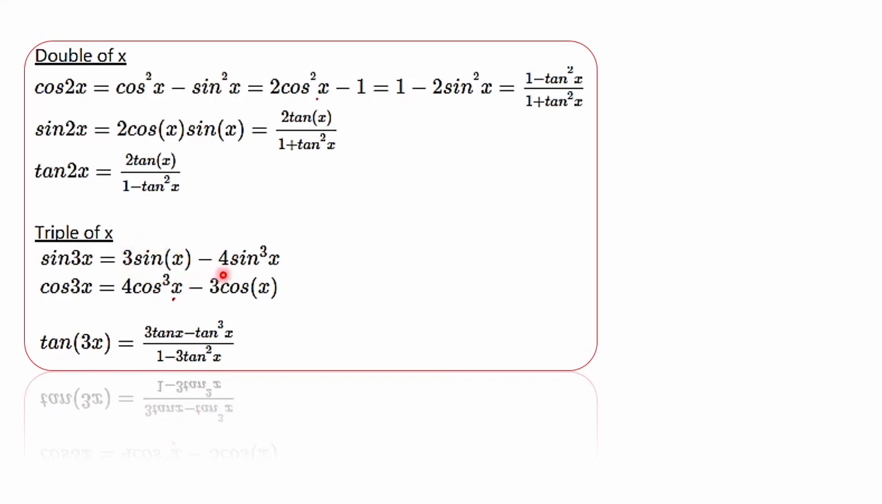And 3x formulas, triple of x formulas: sin 3x is 3 sin x minus 4 sin cube x. Cos 3x is 4 cos cube x minus 3 cos x. Tan 3x is 3 tan x minus tan cube x divided by 1 minus 3 tan square x. So these, especially these 3x formulas, are very useful for calculating inverse trigonometric questions. So please make sure that these formulas are memorized properly.